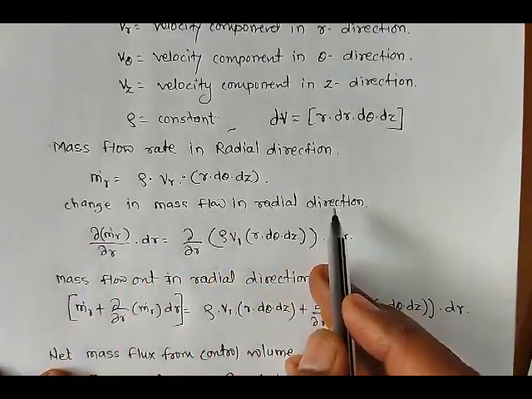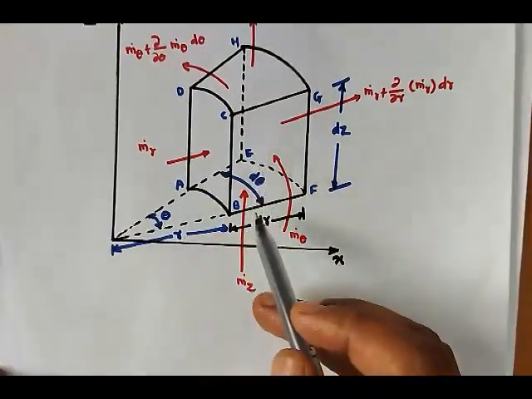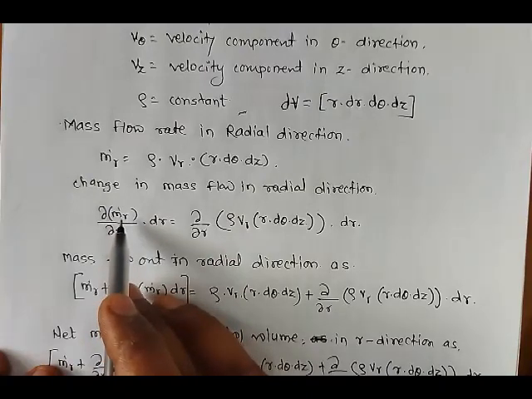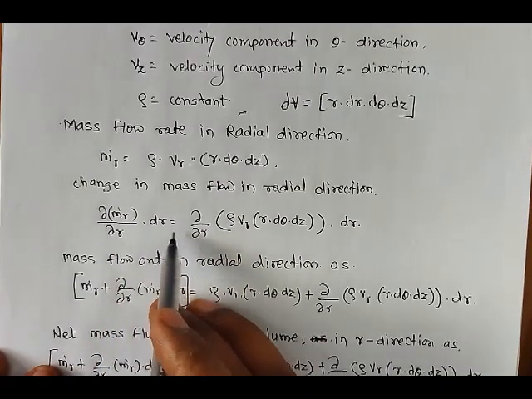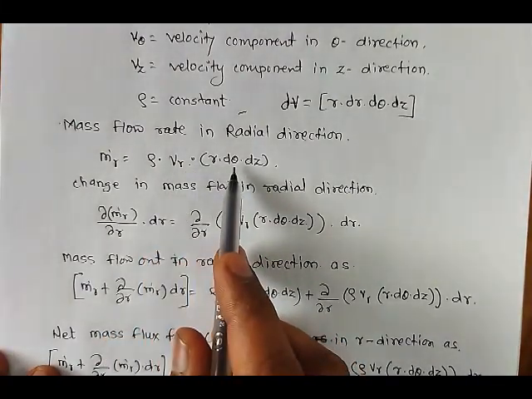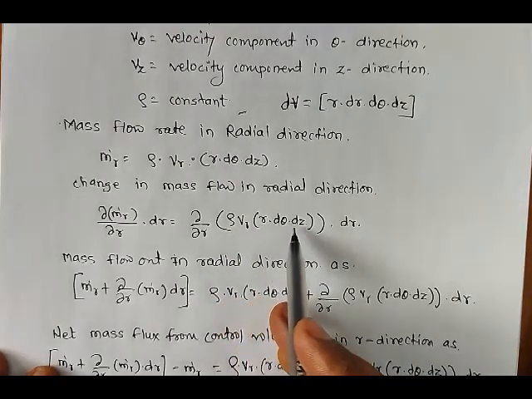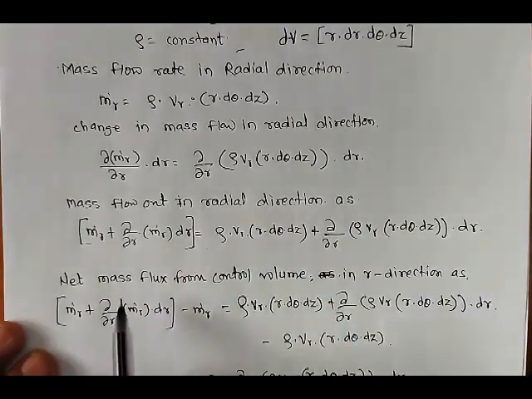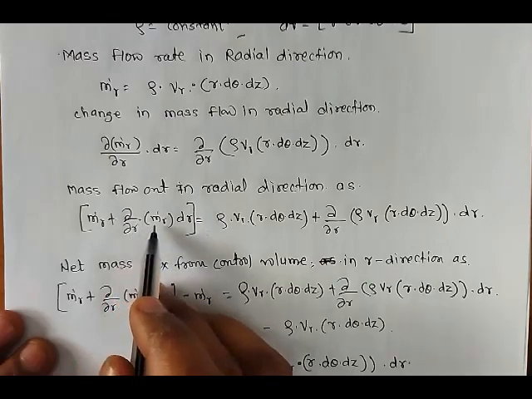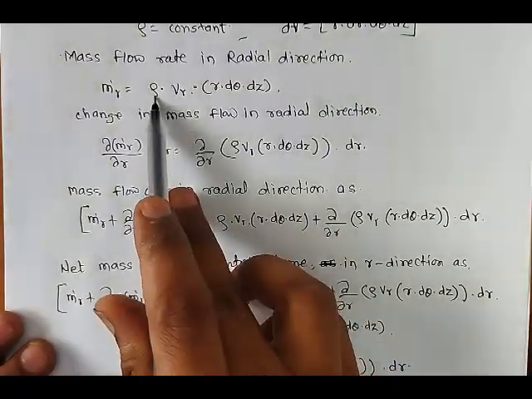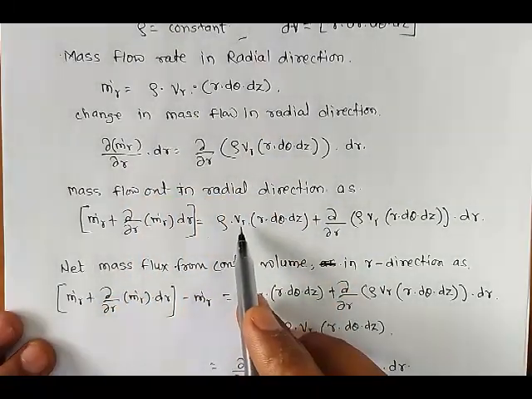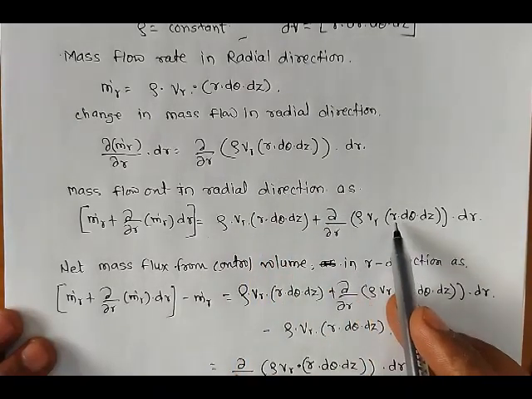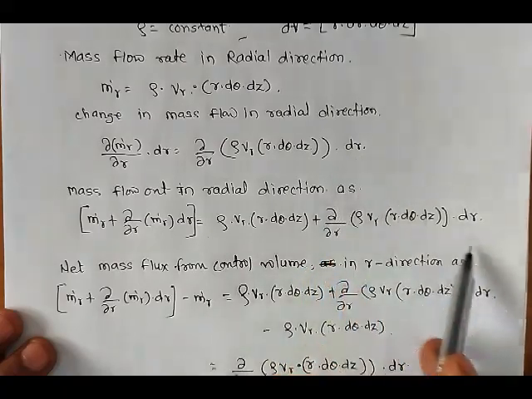Now the change in mass flow in the radial direction. The mass flow changes in the radial direction due to the distance dr. So the change in mass flow in the radial direction with respect to dr, multiplied by the distance dr, is equal to ∂/∂r of (rho Vr r d theta dz) multiplied by dr. Now the mass flow out in the radial direction is m dot r plus ∂/∂r of m dot r times dr. Substituting the value of m dot r, we get rho Vr r d theta dz plus ∂/∂r of (rho Vr r d theta dz) multiplied by dr.